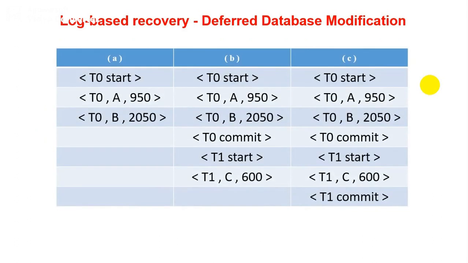If you want to read the amounts of A and B, it should display A is equal to 1,000, B is equal to 2,000. After T0 commit, A should be updated from 1000 to 950 and B from 2000 to 2050. So after performing some serial transactions, what modifications are affected in the database should be shown on your screen, meaning after commit, how the database is modified.